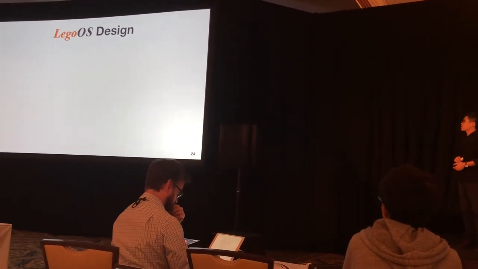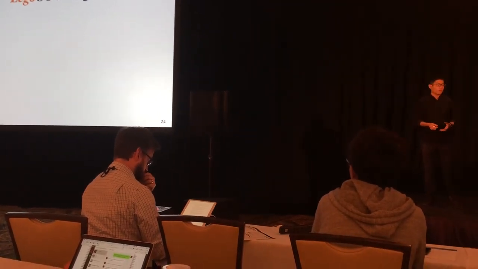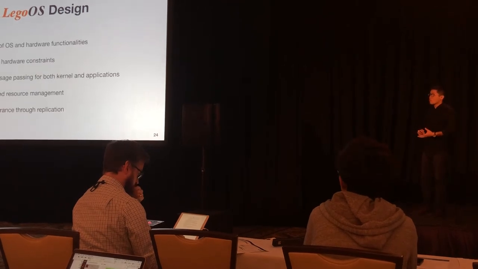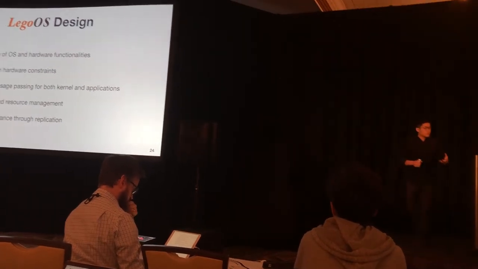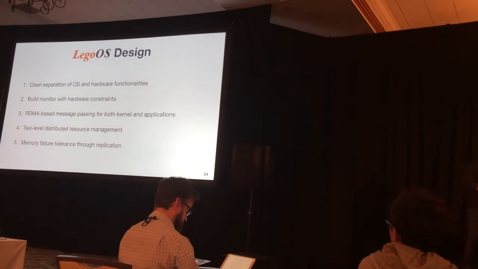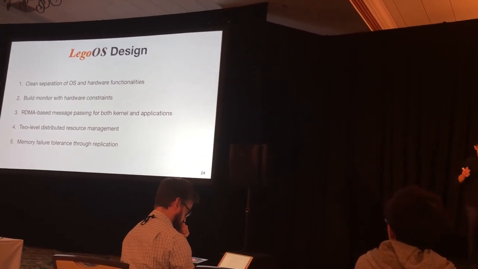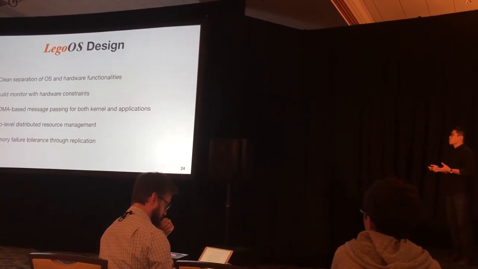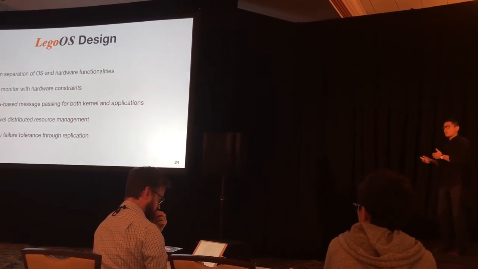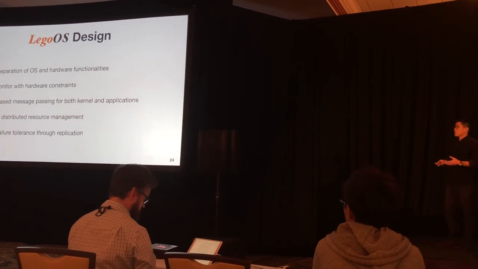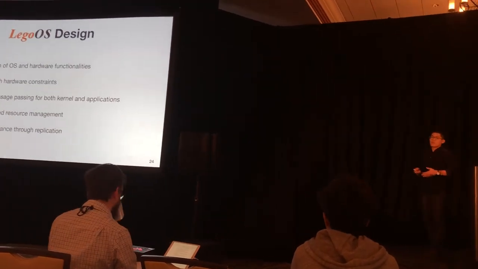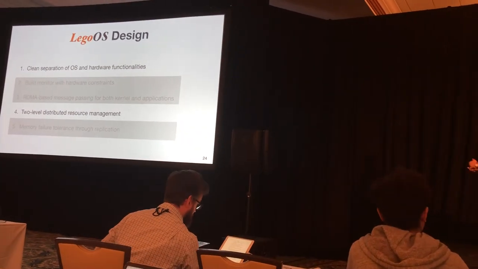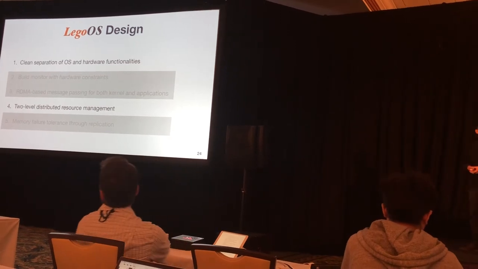So now we know how to run applications on top of LegoOS. Let's take a closer look at the internal design. We have five main designs. The first one is, we cleanly separate OS functionalities into monitors, and we build monitors with constrained hardware in mind. We also build an RDMA-based RPC framework, and we use a two-level approach to manage distributed resources. And we also use replication to handle memory failures. Due to time limitation, today we will just go through the first and the fourth design. Please refer to our papers for the rest of the designs.